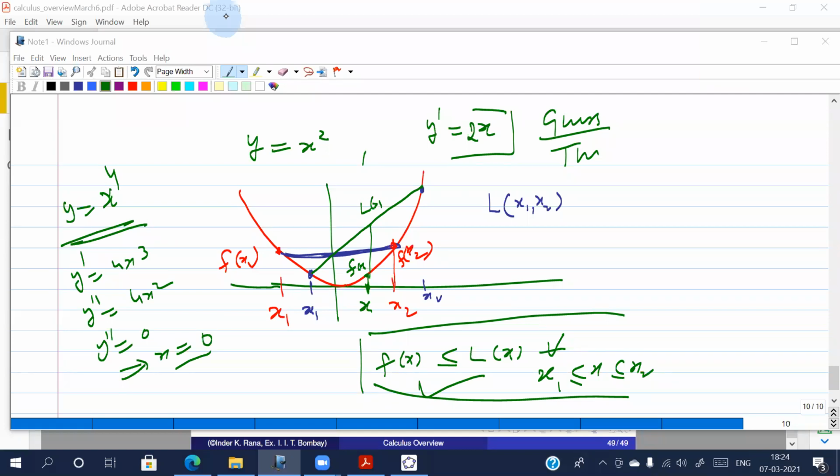Yeah, sir. So I want to imagine a graph where if x is rational, then f of x is equal to x, but when x is irrational, then f of x is equal to 0. So how will I draw this graph, sir? How will you draw the graph?